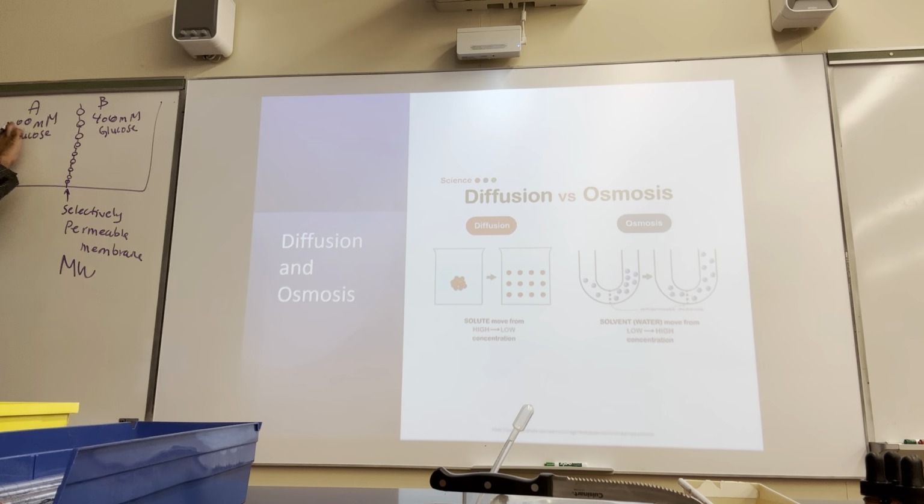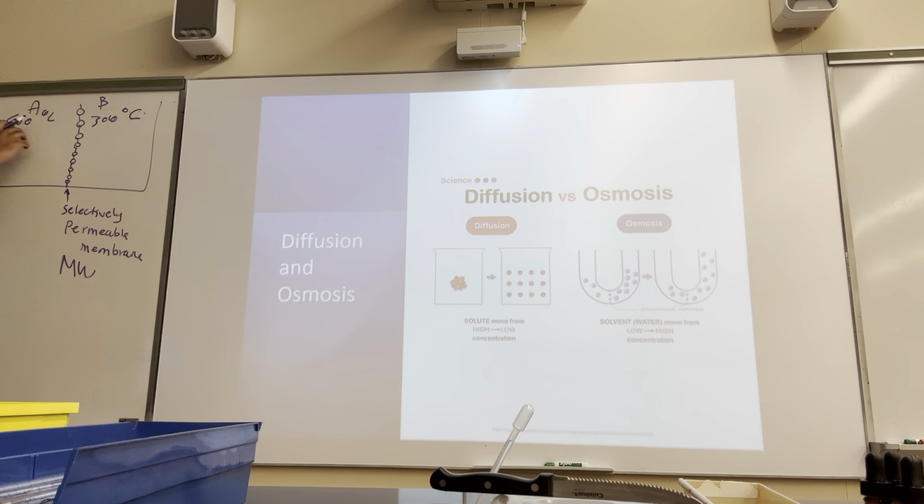Is diffusion limited to chemicals only? What if I had, instead of 500 millimoles of glucose, 500 millivolt electricity? Millivolt. I have 500 millivolt on one side and 300 millivolts on the other side. Same thing. I'm going to end up with 400 millivolts on both sides. What if I remove the millivolt and I put degrees Celsius? It's so hot. 500 degrees Celsius and 300 degrees Celsius. Still going to equilibrate at 400 degrees Celsius.